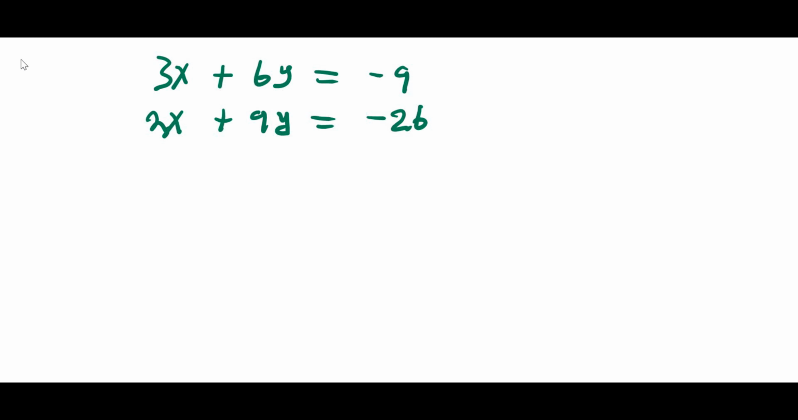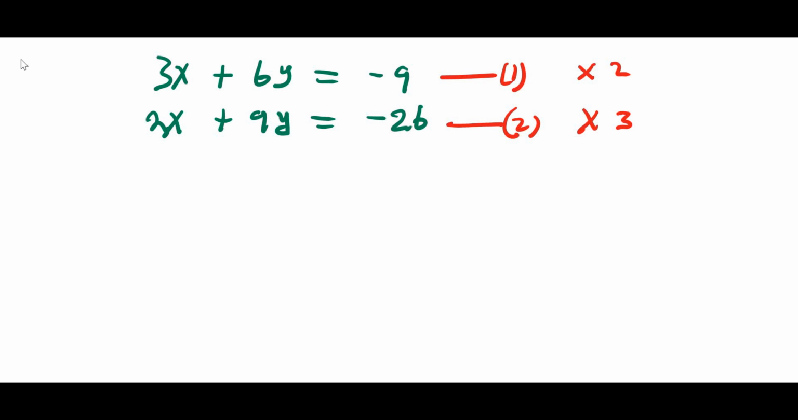The first thing is to ensure that the coefficient of x on both equations is the same. That is, we can call this equation 1 and call this equation 2. So we want to ensure that the coefficient of x is the same. We have 3 and we have 2. We want to make them to be equal. So we can achieve that by multiplying equation 1 by 2 and multiplying equation 2 by 3.